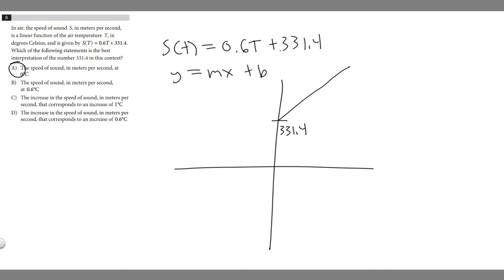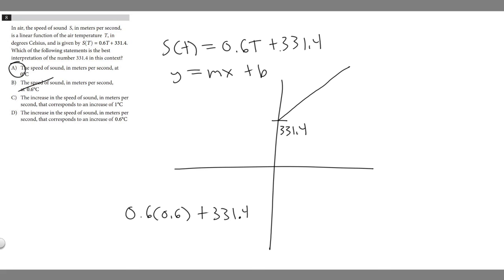So B is going to be the speed of sound in meters per second at 0.6 C. And so speed of sound is S of T, right? So if we plug in 0.6 C, we should get 331.4 if this is correct. But you can obviously see if we plug it in, we're not going to get it, right? Because 0.6 times 0.6 is going to be a number, and then we're adding it to 331.4, so it's going to give us a different number. So it won't really make sense for B.